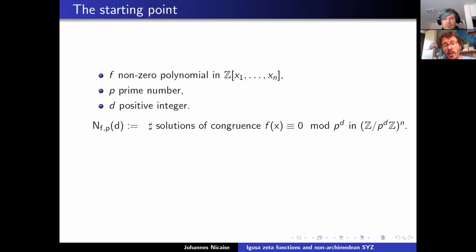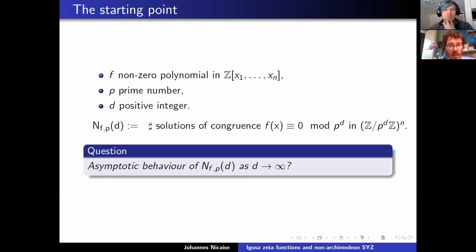We can count the number of solutions of the congruence f equal to 0 modulo p to the power d, where we consider solutions as tuples of residue classes modulo p to the power d. And obviously, we only have finitely many coordinates to choose from. So the number of solutions is finite, and we denote this number by N_{f,p,d}. Then a basic question one can ask is, what is the asymptotic behavior of these numbers when we let d tend to infinity?